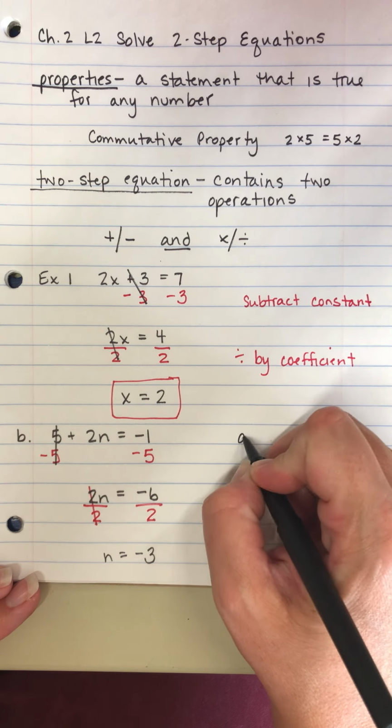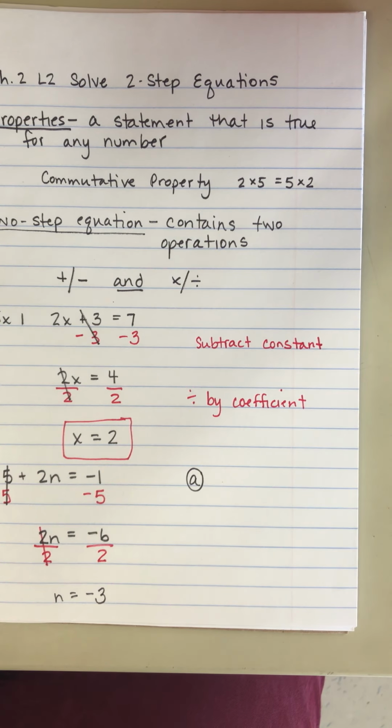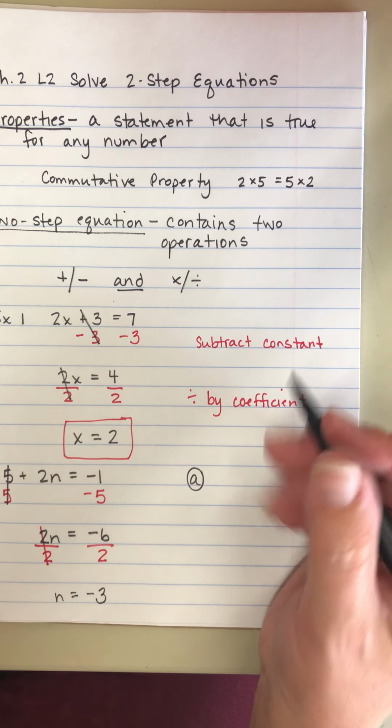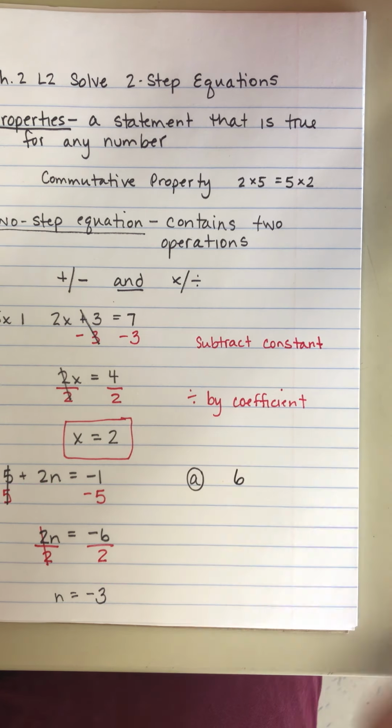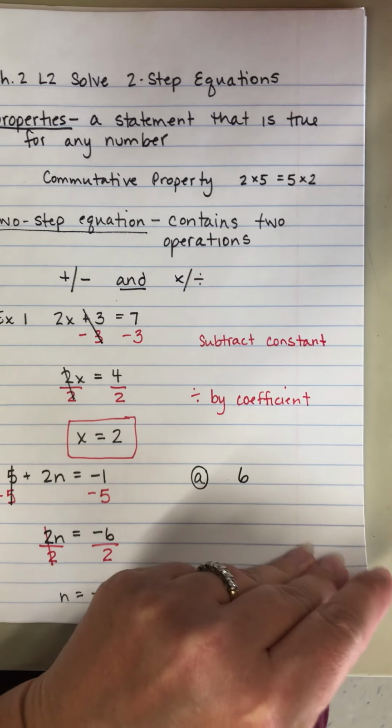Okay, go ahead, pause the video, do A, and then come back for the answer. All right, for A, you should have gotten 6. If you got something else, I want you to highlight it and ask about it tomorrow. Turning the page here. Start using fractions, start using a little bit of negatives.